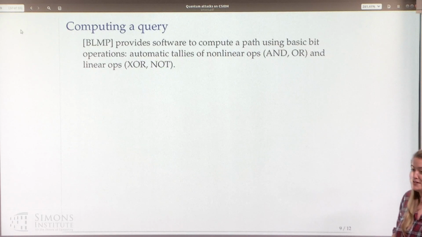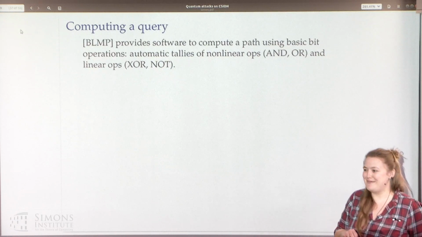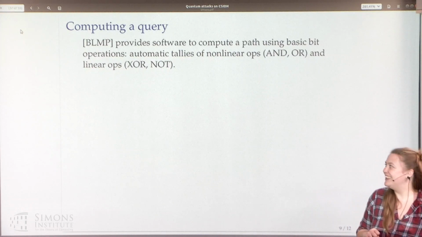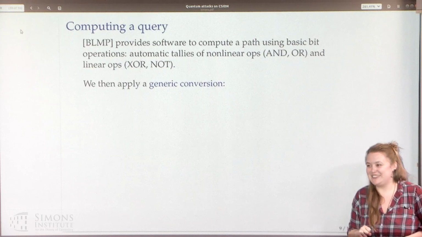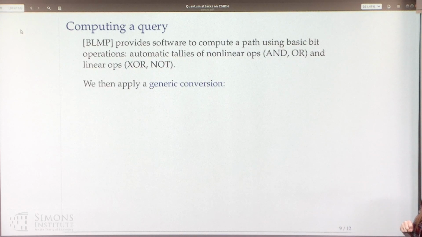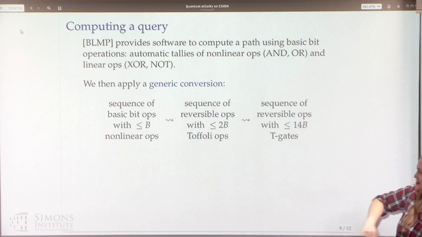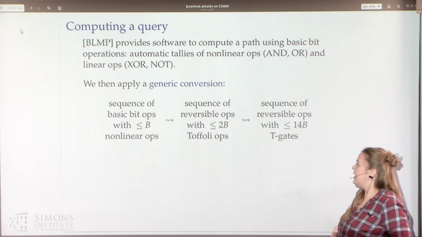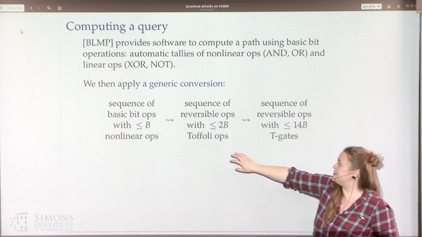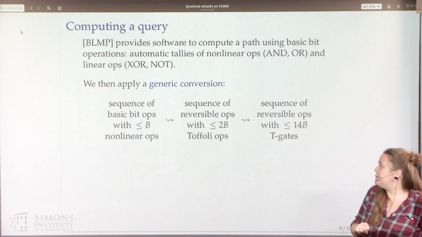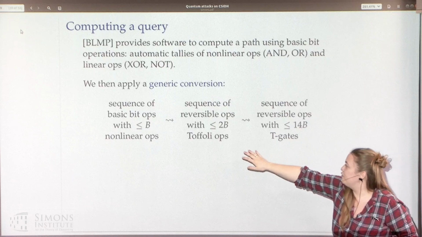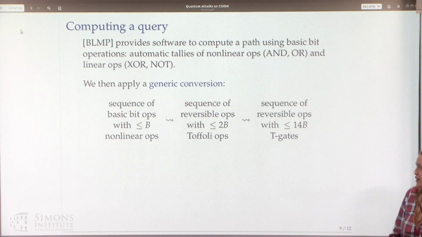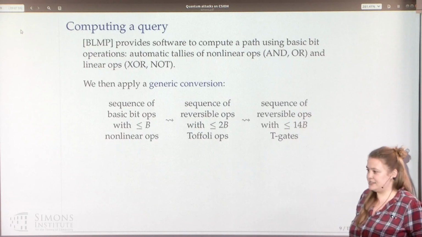Well, I'm afraid all we do, this is not very fun for the quantum information theorists out there, but maybe you can do something cleverer. We just apply a generic conversion. So what's this generic conversion? Well, you take your sequence of basic bit operations with at most b nonlinear ones. You turn it into a sequence of reversible operations with Toffoli operations, and then you turn that into a sequence of reversible operations with at most 14 BT gates.